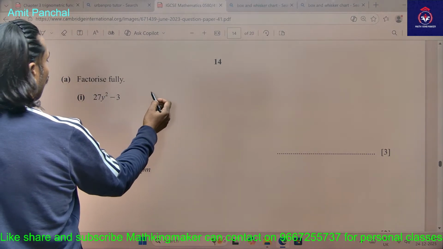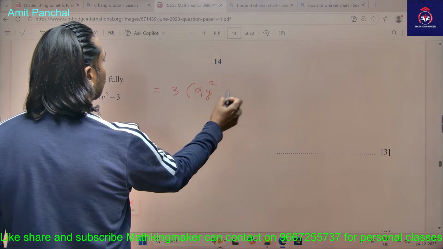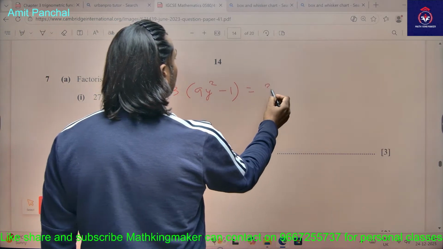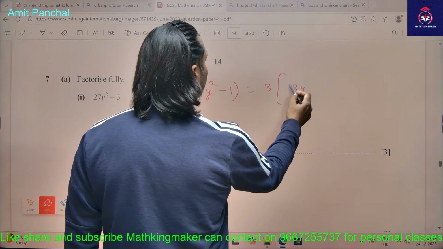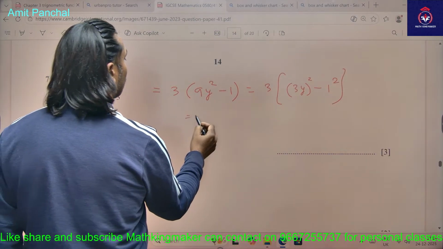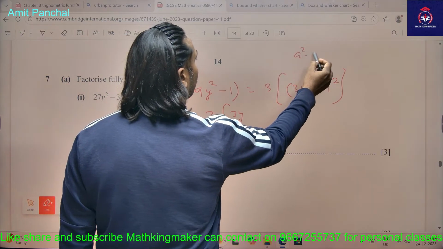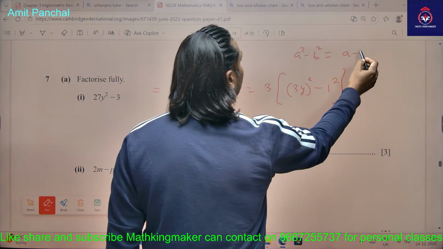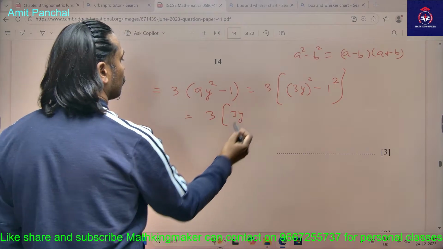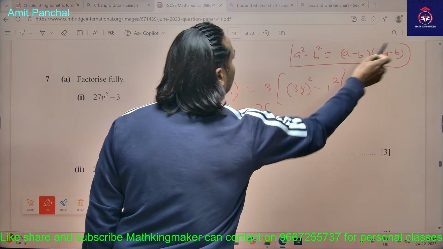Just take 3 as common. It will be 9y squared minus 1. Yeah, I did that. So now 3, you will write it as a squared minus b squared. That is the formula of a squared minus b squared, that is a minus b and a plus b. Should we just memorize these? Yes, these formulae you need to memorize.